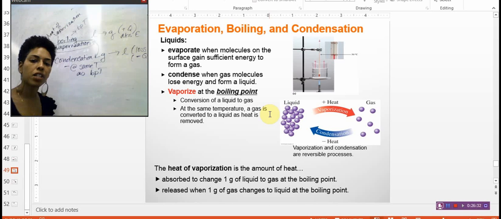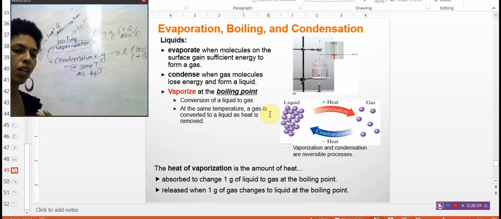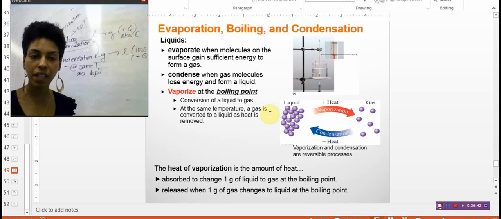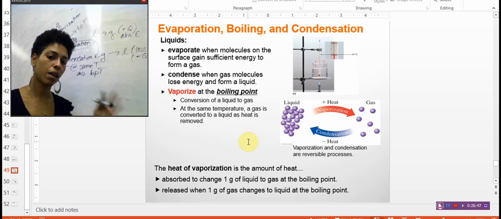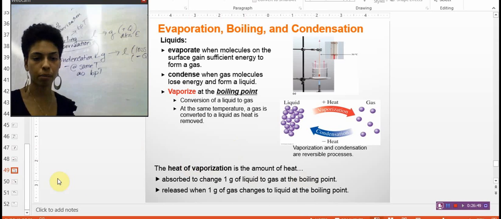So the heat of vaporization is the amount of heat that is absorbed to change 1 gram of a liquid to a gas at its boiling point. Also, it's the amount of energy that's released when 1 gram of a gas changes from a gas to a liquid at the boiling point.